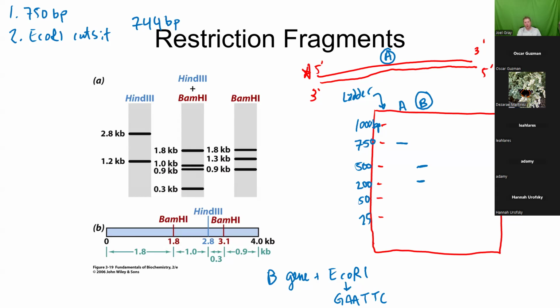Because we know that EcoR1 cuts it with GAATTC. So anywhere that there is GAATTC, EcoR1 is going to cut it. And based on these two bands, we can conclude that, well, GAATTC is in there one time. Now, let's go ahead and use another enzyme.